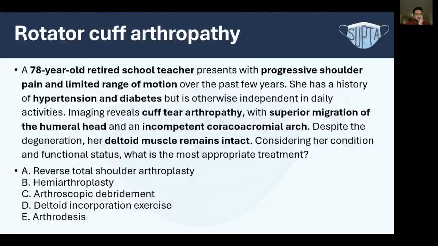This question is a bit too complicated for medical students. I've just put it in out of interest, if anyone is interested, to learn a little bit more about what surgical options are available for rotator cuff arthropathy.